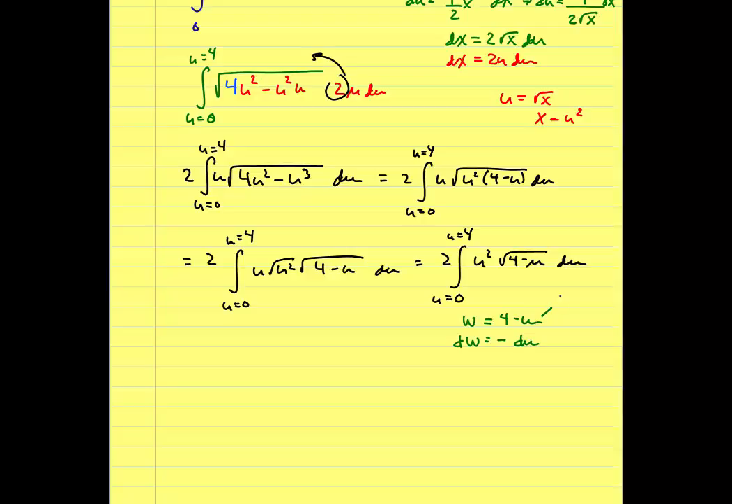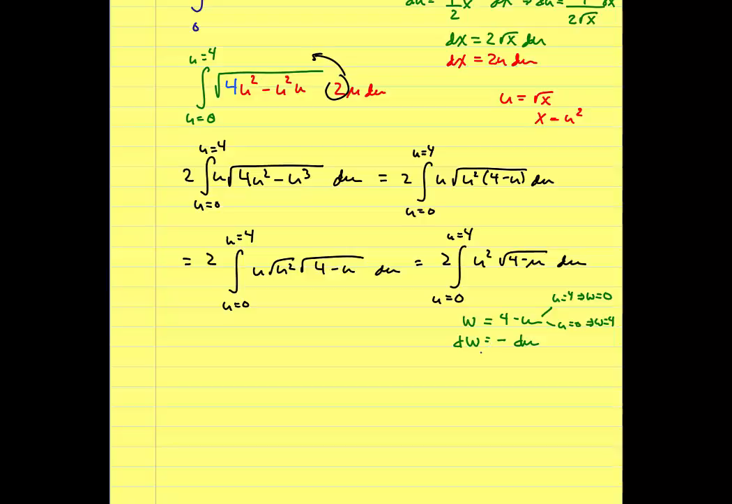These are fun. Okay, so if u equals 4, 4 minus 4 is 0, so that means w equals 0. And then down here, if I have u equals 0, 4 minus 0 is 4. So I've flipped my limits of integration basically. They used to go from 0 to 4, now they're going from 4 to 0.